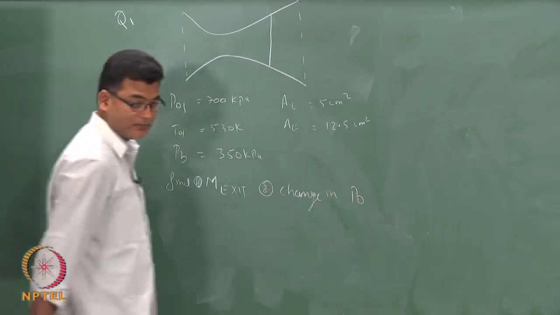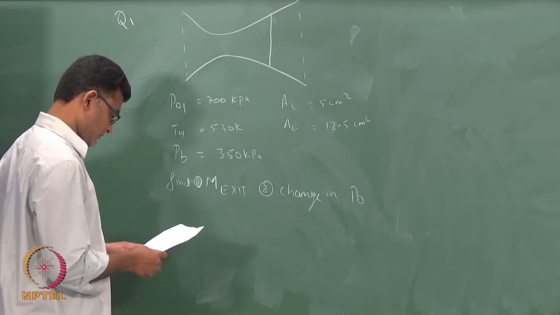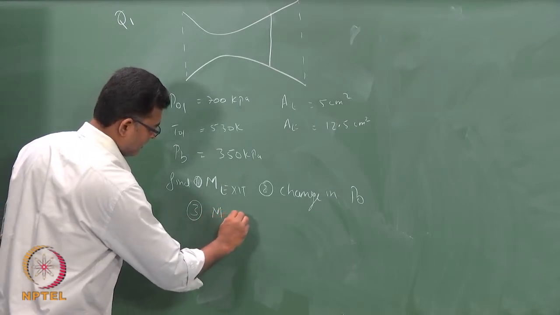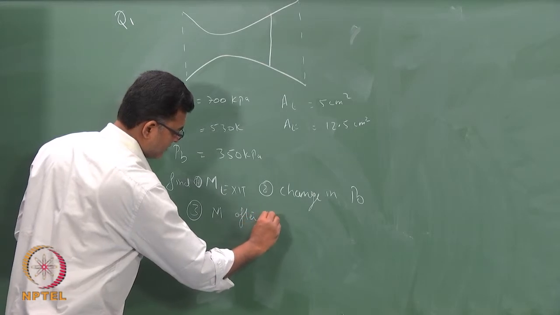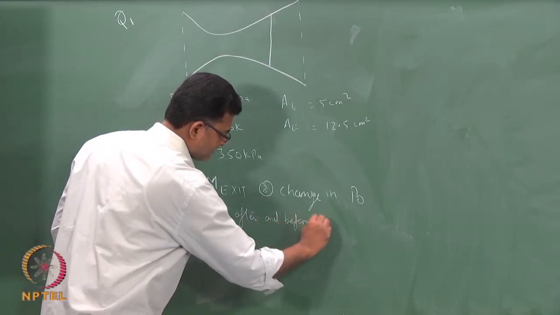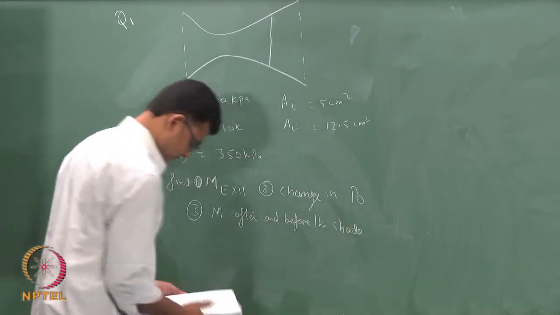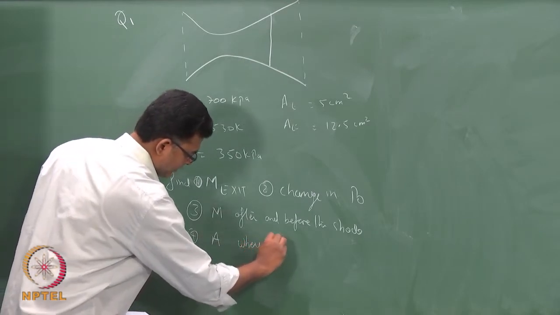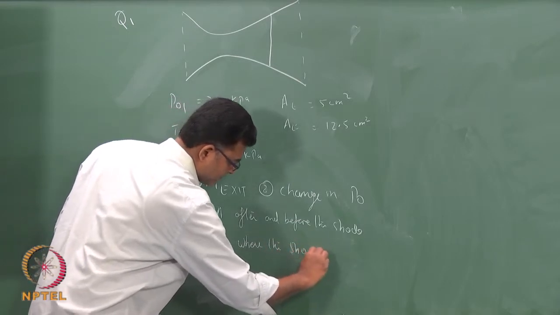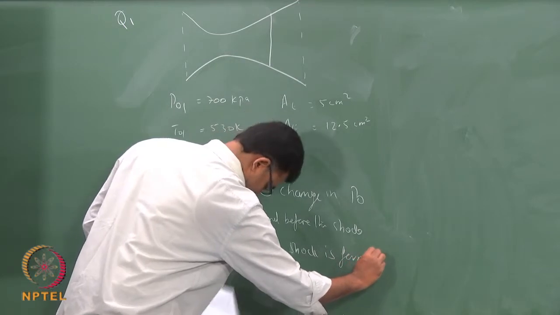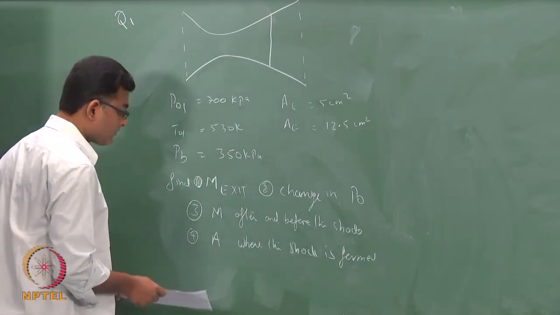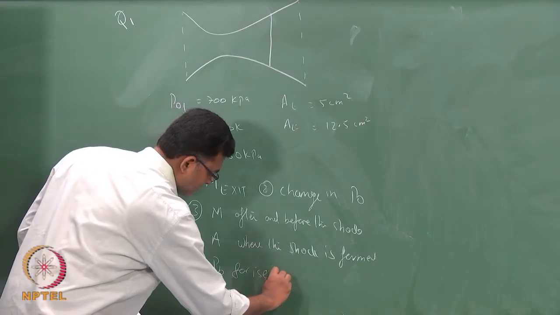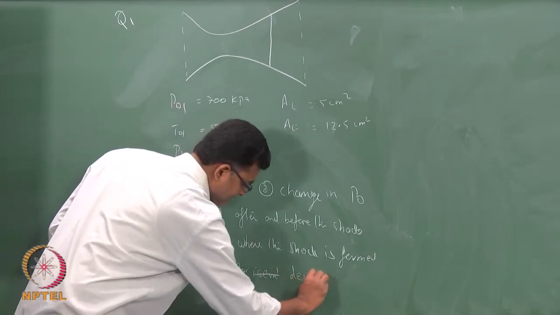Question 2: change in P0, M after and before the shock, area where the shock is formed, and what is your PB for isentropic flow, or what is the PB for design condition?